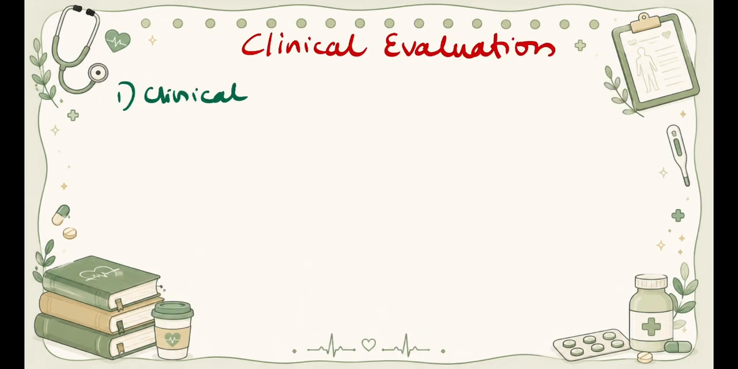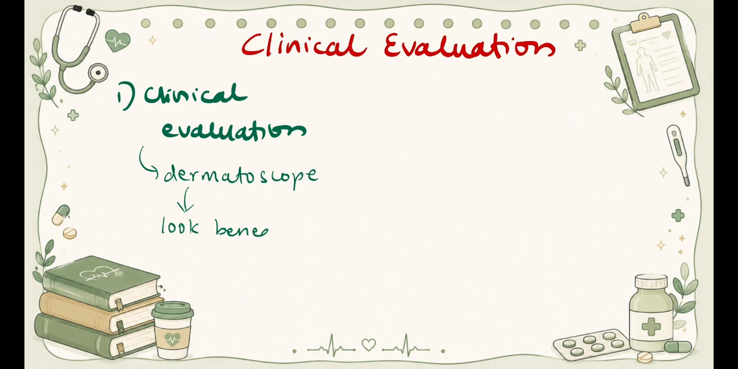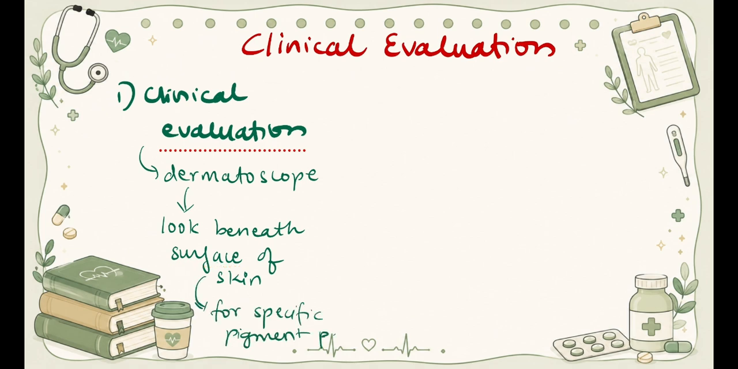Step 1 is clinical evaluation. The doctor uses a specialized handheld instrument called a dermatoscope. This tool provides low-level magnification using polarized light. It allows the physician to actually look beneath the surface of the skin. They are looking for specific pigment patterns. If those patterns show signs of cancer, we move to step 2.